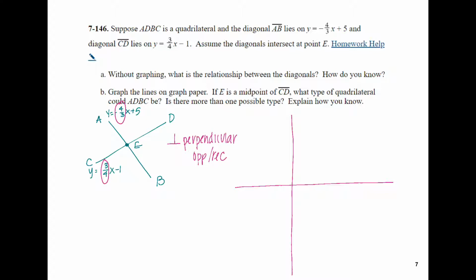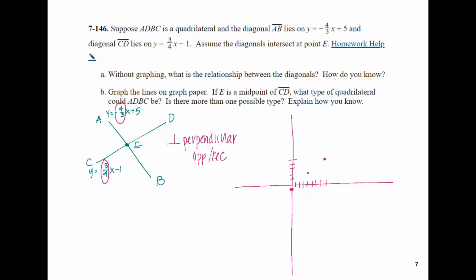Part B says graph the lines on graph paper. If E is the midpoint of CD, what type of quadrilateral could ADBC be? Is there more than one possible type? So if we graph line CD, we start at -1 on our y-intercept and go up 3/4, up 3/4.